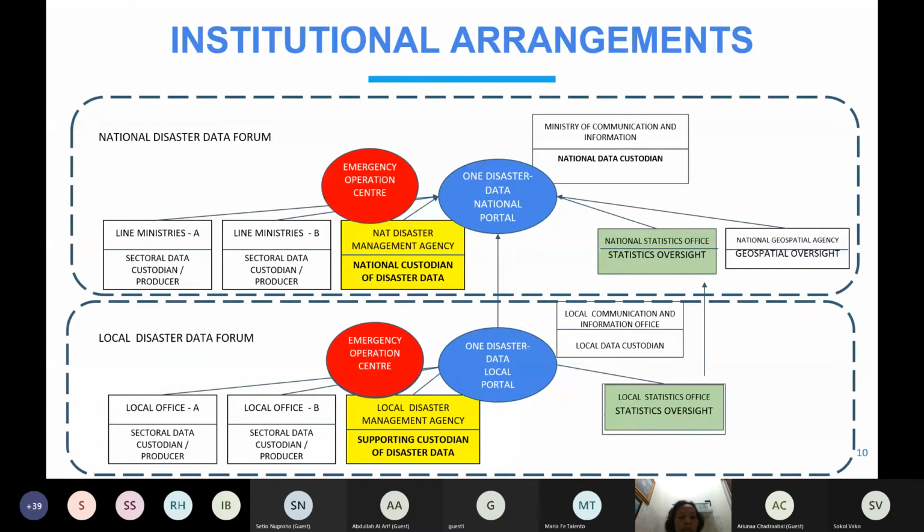And in the local disaster data forum, we will have the local sectoral agencies from the local government, and also from the local disaster management. We'll have two data forums, but all together will be put into one national disaster data in a national portal. Next.